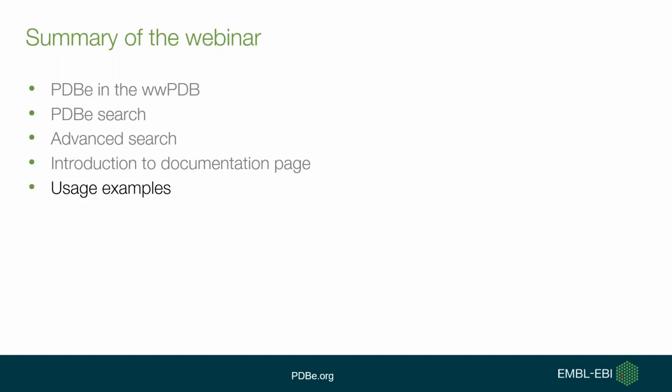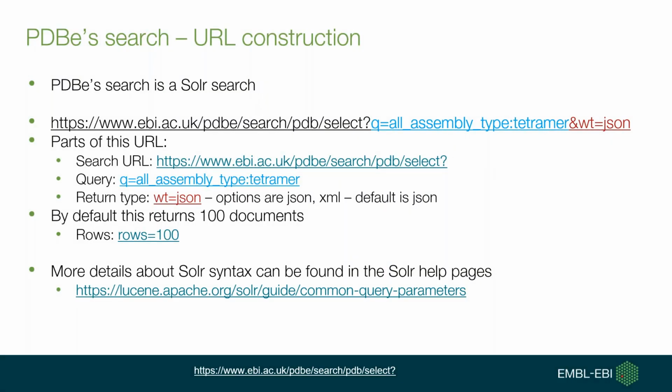So now we'll run through some usage examples of how to use our API and what we have in there. As I mentioned, it is a Solr search, and it is directly accessible via a URL. There are various parts to this URL that start to build up the query. Here we have our main search URL, which is this part here. Our query, which is denoted by Q, and then has our query field, and then a colon, then the actual value that we're searching for. And in this example, we have the return type, which is the WT here.